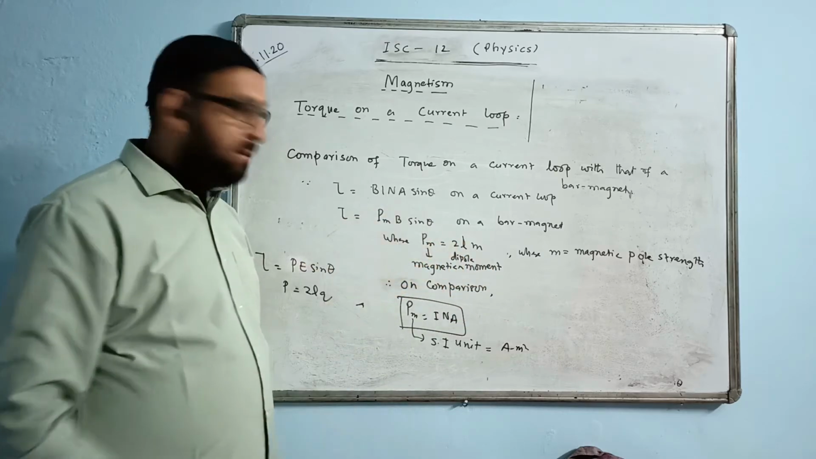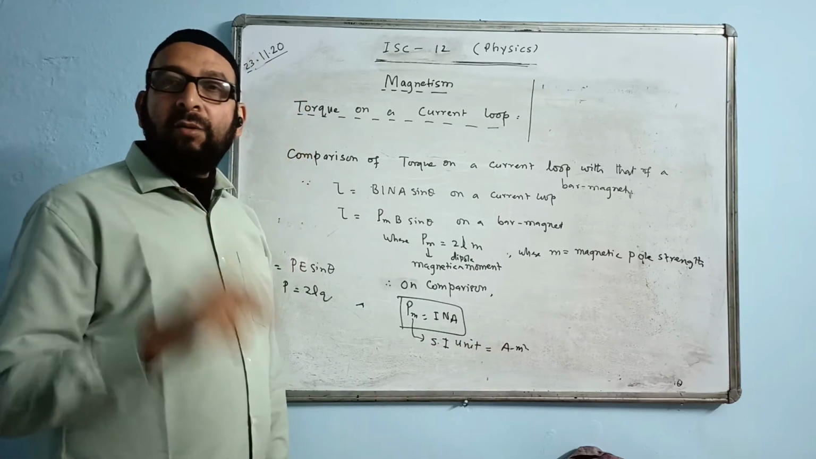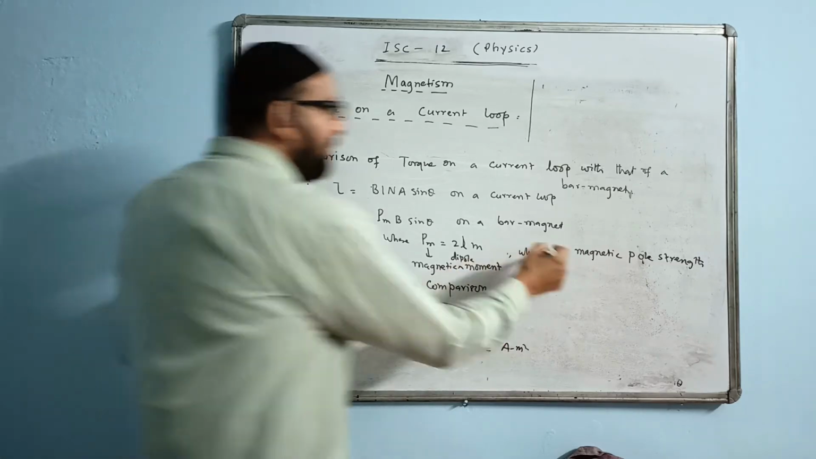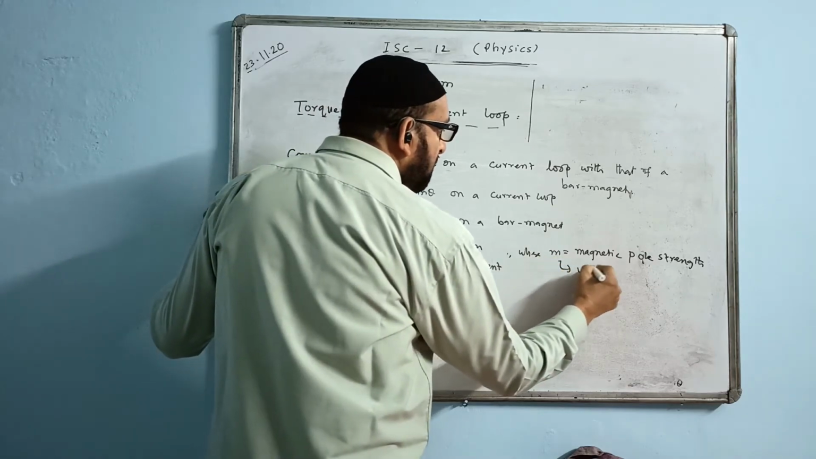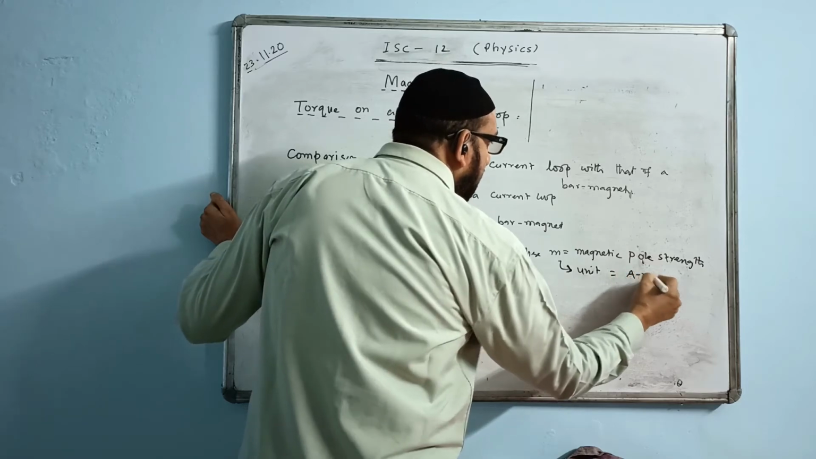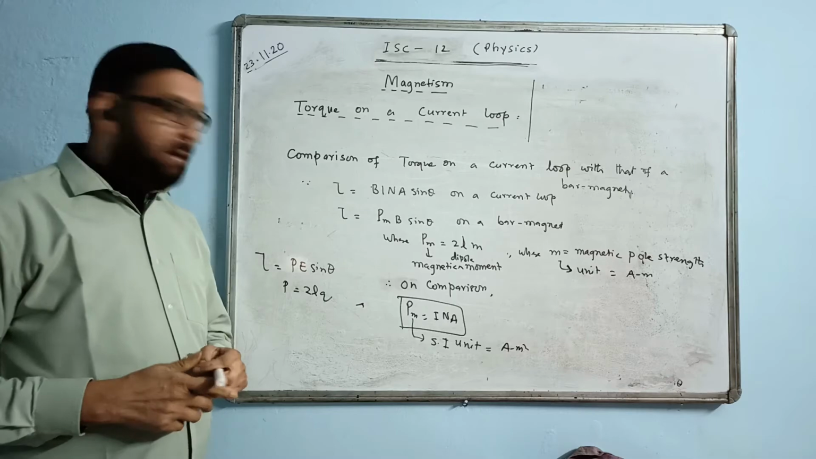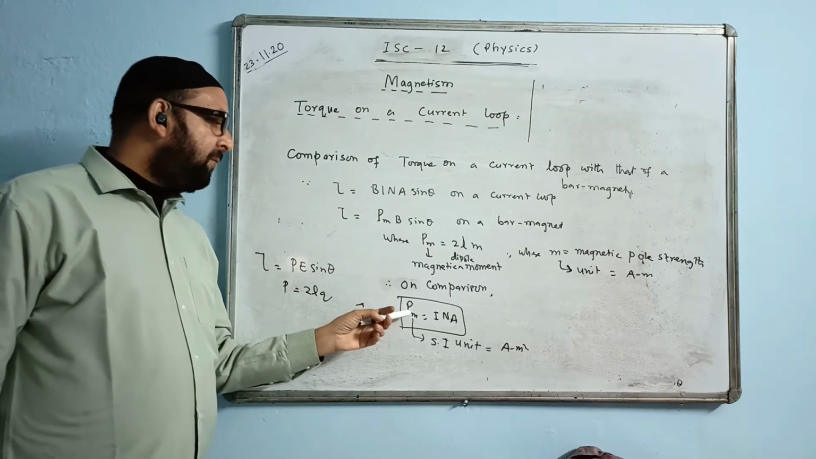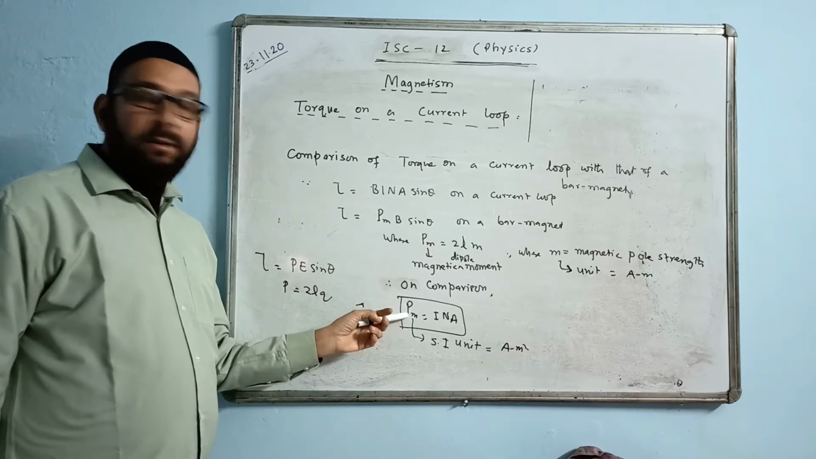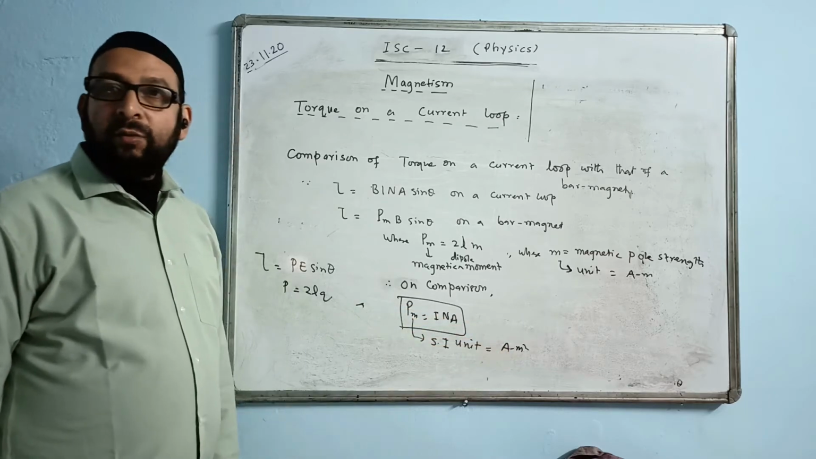2L is the length. This thing divided by length is meter. Meter cancels, so the answer left over will be ampere meter. That means the unit of this will be equal to ampere meter. The SI unit of magnetic pole strength is ampere meter, whereas the SI unit of magnetic dipole moment, with formula INA, area, is ampere meter square.